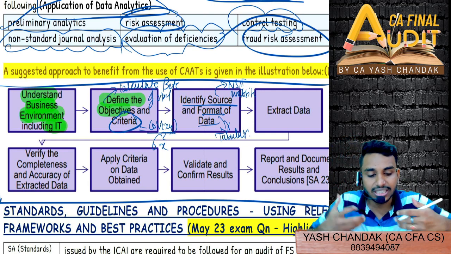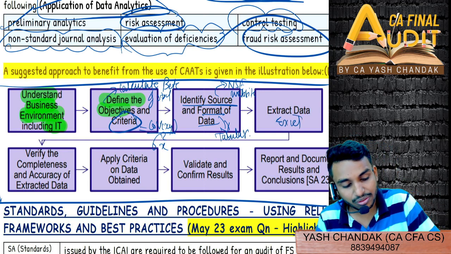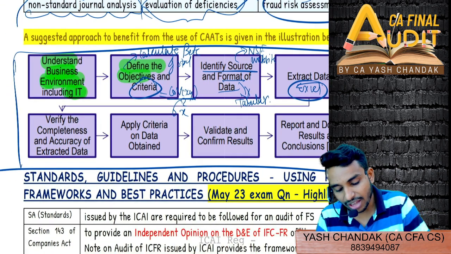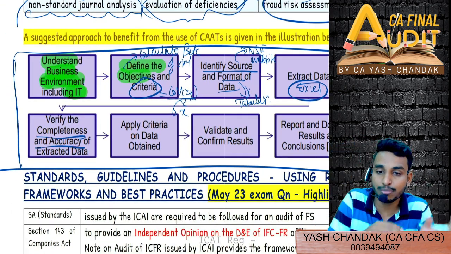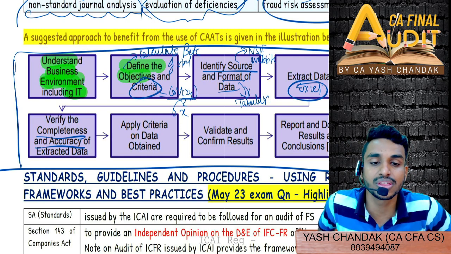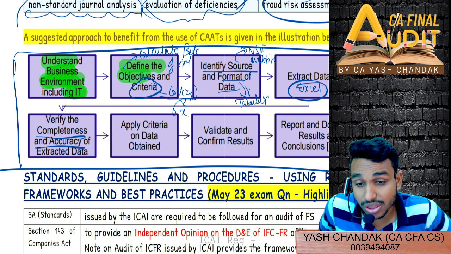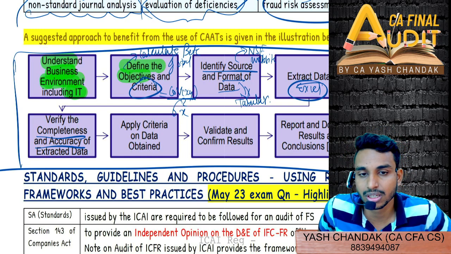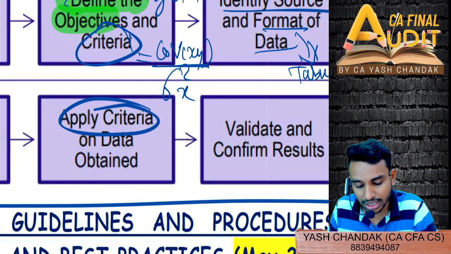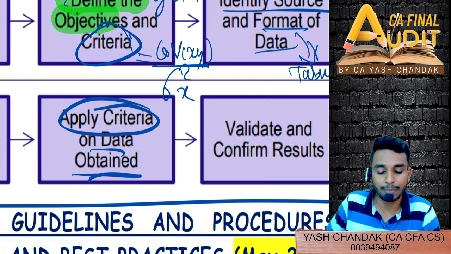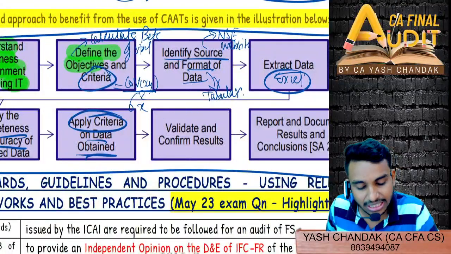Now you will extract the data to Excel. And after extracting, verify whether all the data that you wanted has been extracted properly or not. That is verifying the completeness and accuracy of the extracted data. Now you will apply the formula in the Excel, all the criteria on the data that you have extracted, and then validate and confirm the result.